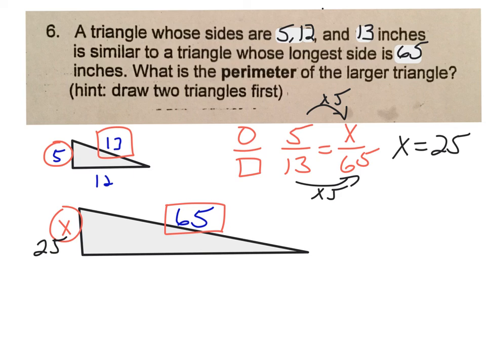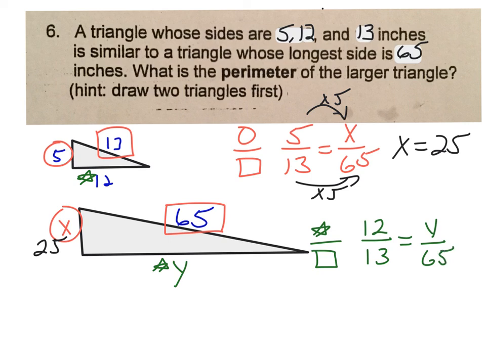So the other side is this one. I'm going to label it as a y. And I will do a star and a star. So I'm going to do stars over, and let's go with what we already had in case we made mistakes on the circles and use our squares. So on the smaller one, that would be 12 for my star and 13 for my square. On the larger triangle, that would be y for my star and 65 for the square.